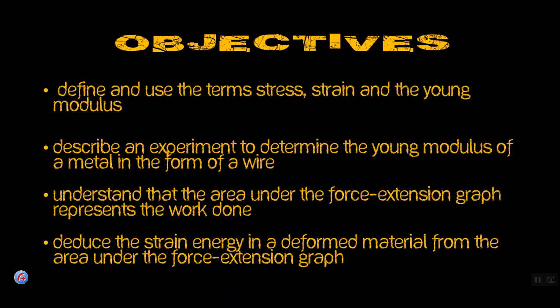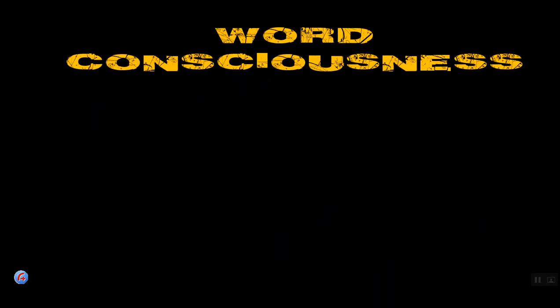The objectives for this chapter: firstly, we want to define and use the terms stress, strain, and Young's modulus. We want to be able to describe an experiment to determine Young's modulus of a metal in the form of a wire. We want to understand that the area under the force-extension graph represents the work done. And we want to deduce the strain energy in a deformed material from the area under the force-extension graph.